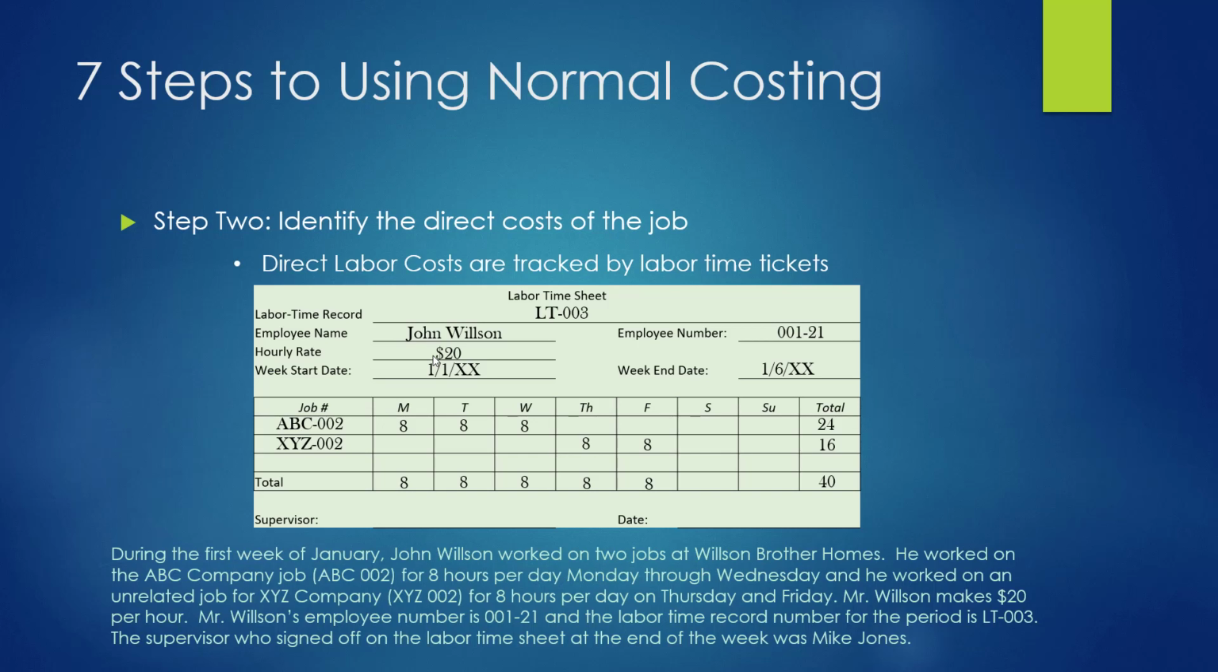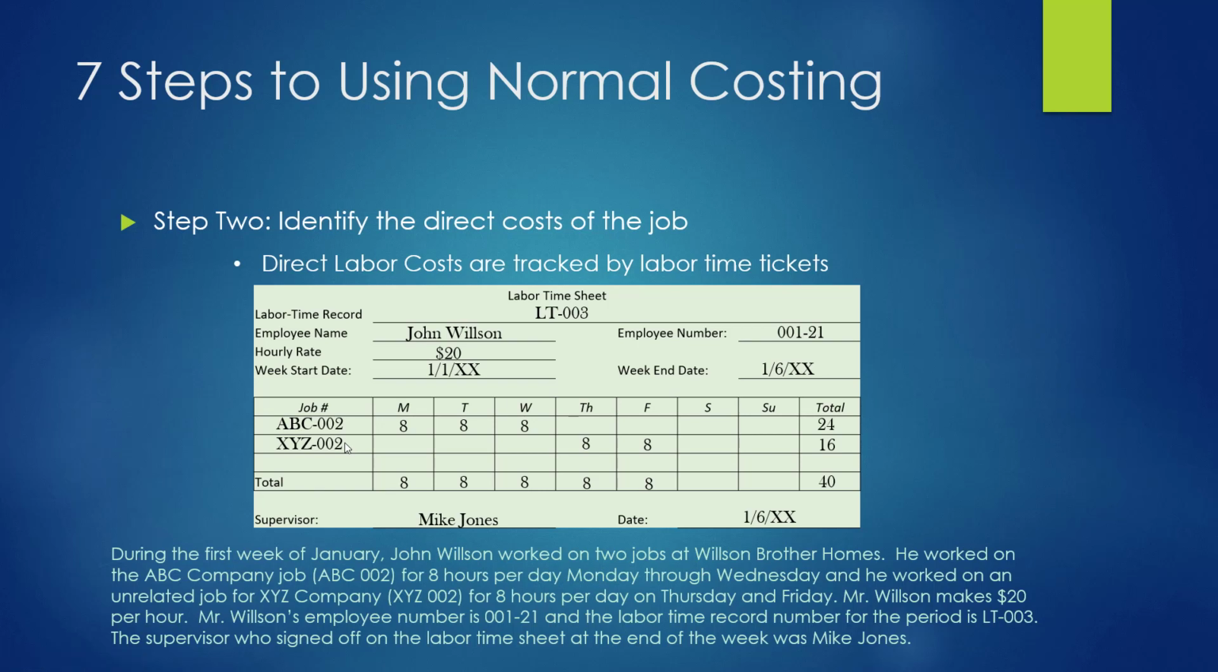His supervisor's name is Mike Jones, and his supervisor is going to approve this labor timesheet on January 6, 20XX, the end of the week. So now we know when we're assigning out costs to the different jobs that 24 hours worth of labor has to go to job ABC002 for Mr. Wilson, and the other 16 hours worth of labor has to go to job XYZ002.